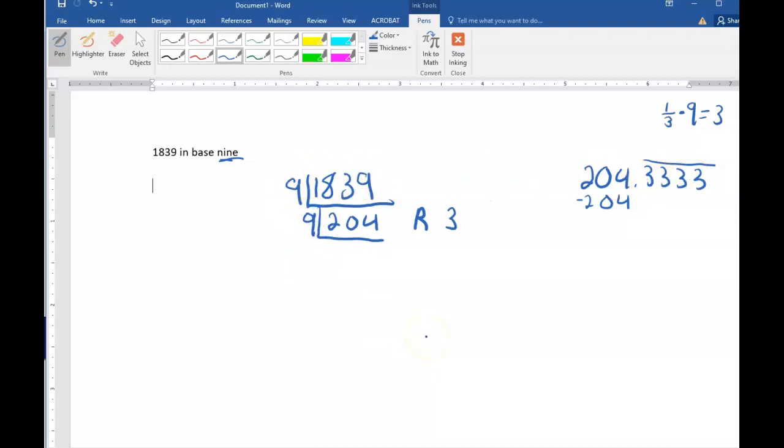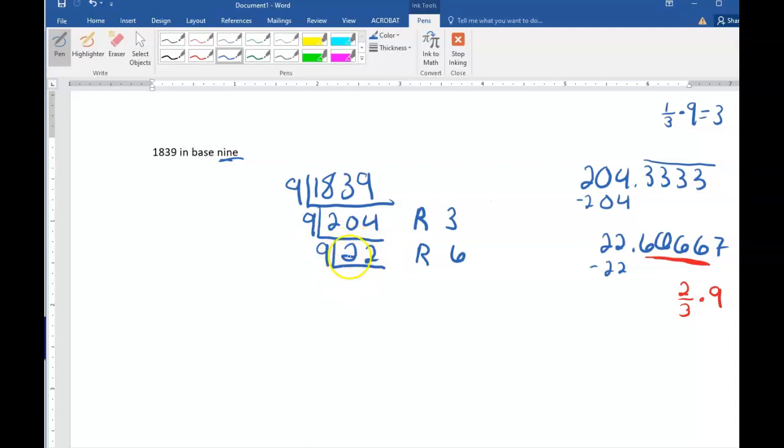I'm going to divide 204 by 9 again, and I get 22.66667. So again, I'll subtract the 22 and then multiply by 9, and you'll notice that I get a remainder of 6. Anytime that you get this right here, that is going to be a 2/3, and you can multiply that by whatever number you're dividing by.